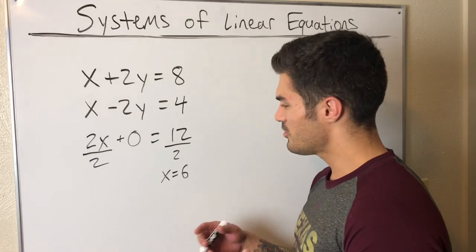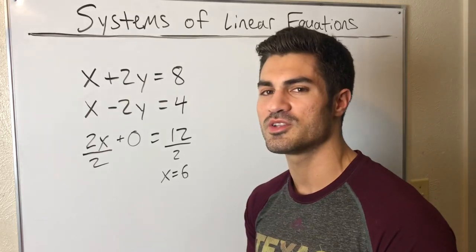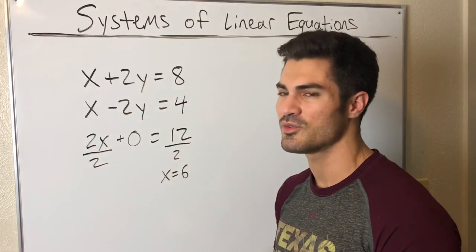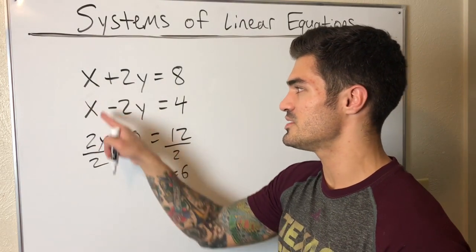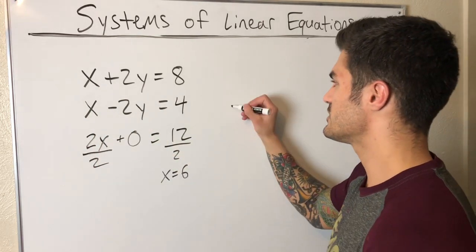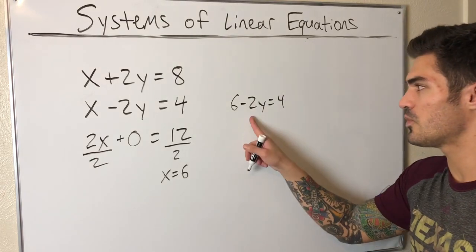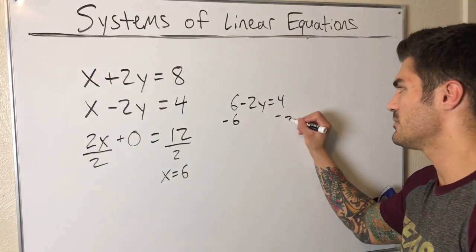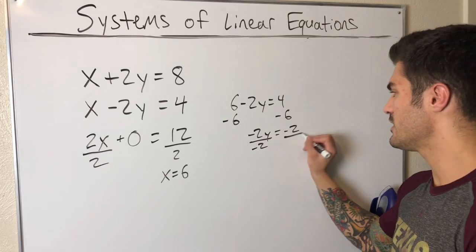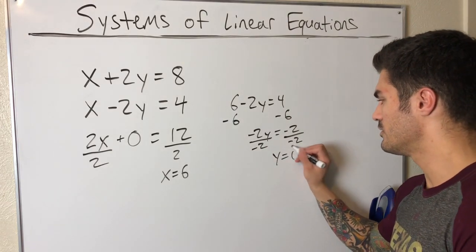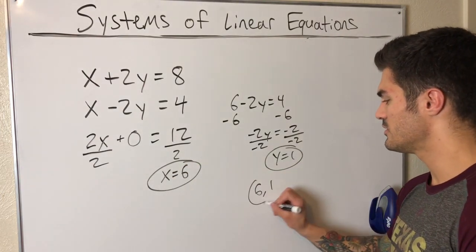But the advantage with substitution is that I have the variable already solved for when I go back and plug it in. In this case, I don't have it already solved for. So I'm going to substitute in 6, and plug it into either one of these x's. I'm going to choose this one. So I have 6 minus 2y equals 4. Now I just solve for y. I subtract 6 from both sides, and I get -2y equals -2. If I divide by -2, I get y equals 1. So my final solution is x equals 6, y equals 1. I could write this as a point, (6, 1).